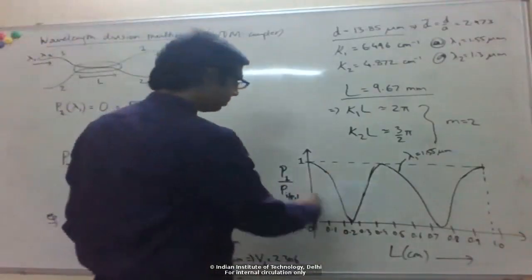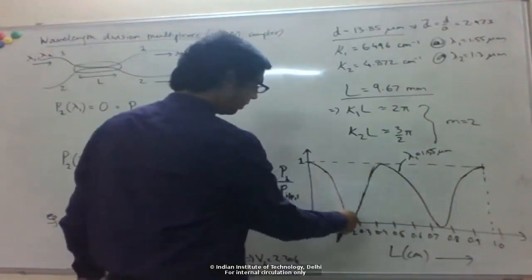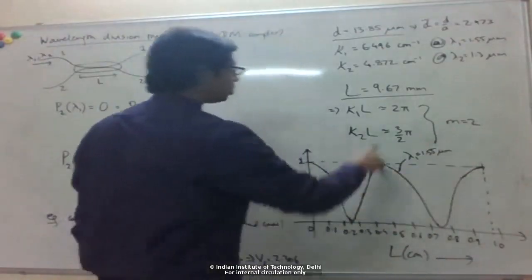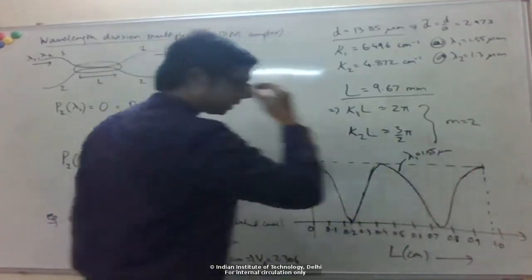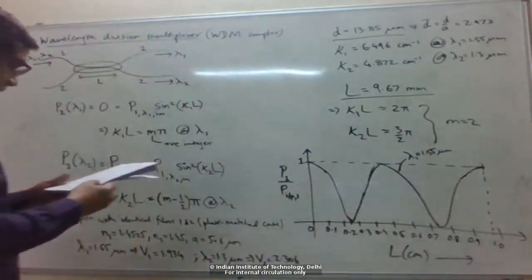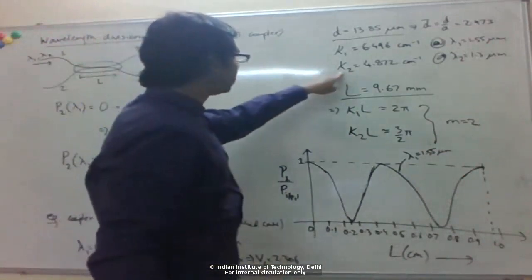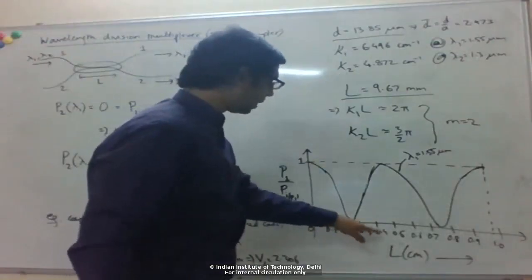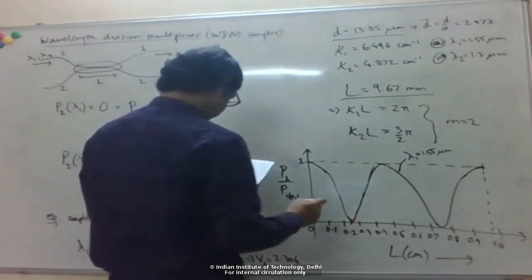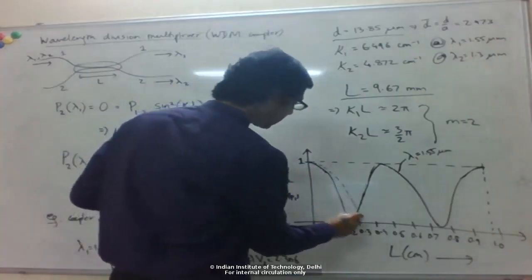Every time kappa L increases by pi by 2, the power is transferred to the other port. So 2 pi means there are 4 of them: 1, 2, 3, 4. And now for the other wavelength, the coupling coefficient is smaller, which means kappa L will reach pi by 2 at a longer length. So for the other wavelength it looks something like this.